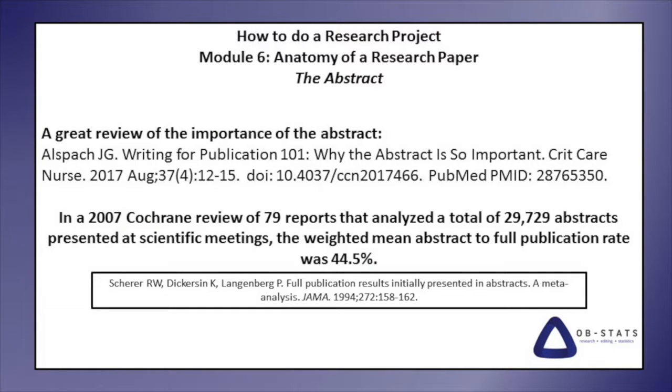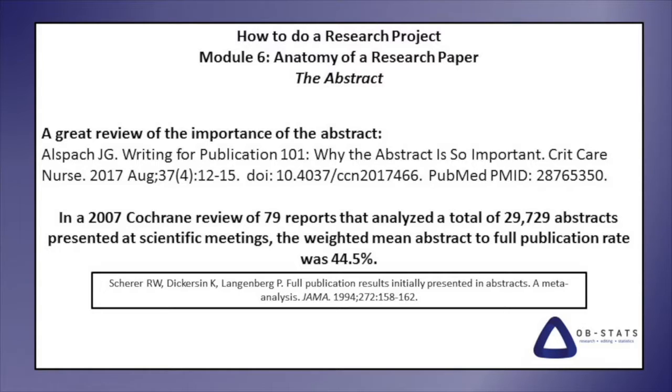For a great review of the importance of an abstract, see Al Space's Writing for Publication 101, Why the Abstract is So Important. Additionally, in a 2007 Cochrane review of 79 reports that analyzed a total of 29,729 abstracts presented at scientific meetings, the weighted mean abstract to full publication rate was 44.5%.